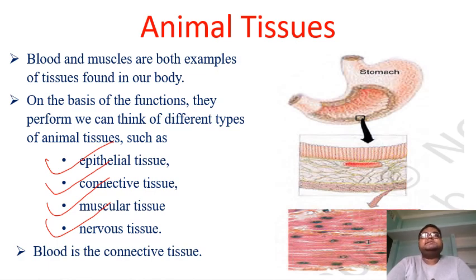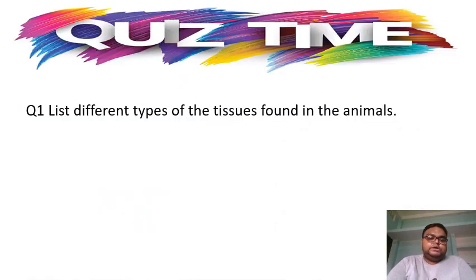When we think about the blood, it is which type of tissue, students? Yes, it is a connective tissue. Do you know why it is a connective tissue? No? Okay, we'll study that in our next module, okay? Right. So students, what are the different types of tissues found in the animals? Who will tell me? Yes, I'm giving you 30 seconds. You can think about it.